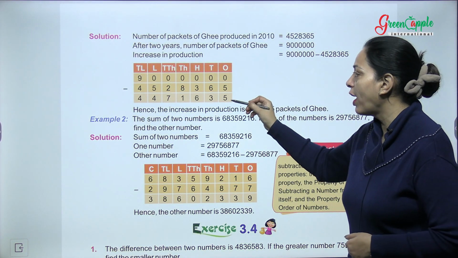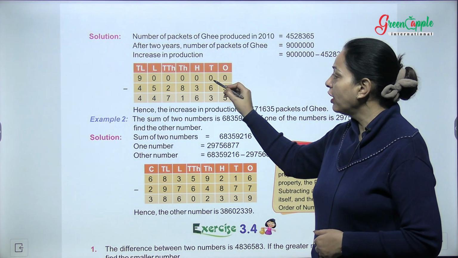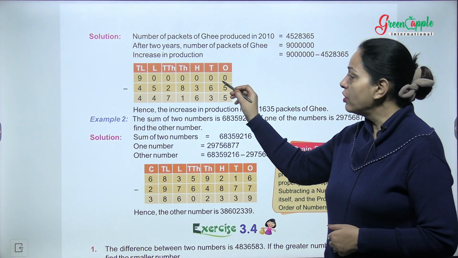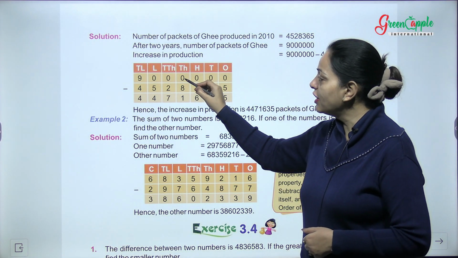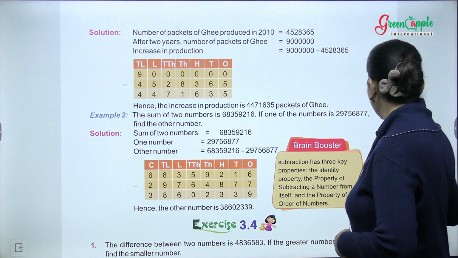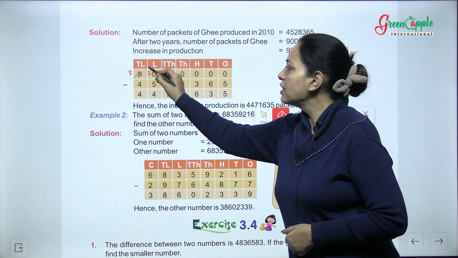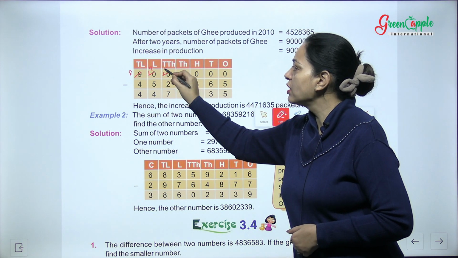Now do the subtraction. 0 minus 5 not possible. तो यहाँ से borrow करेंगे, but this is already 0. This is already 0. This is already 0. 0, 0. So from here we have to take it. So this is becoming 8. Now this is 10. So now this is 9.